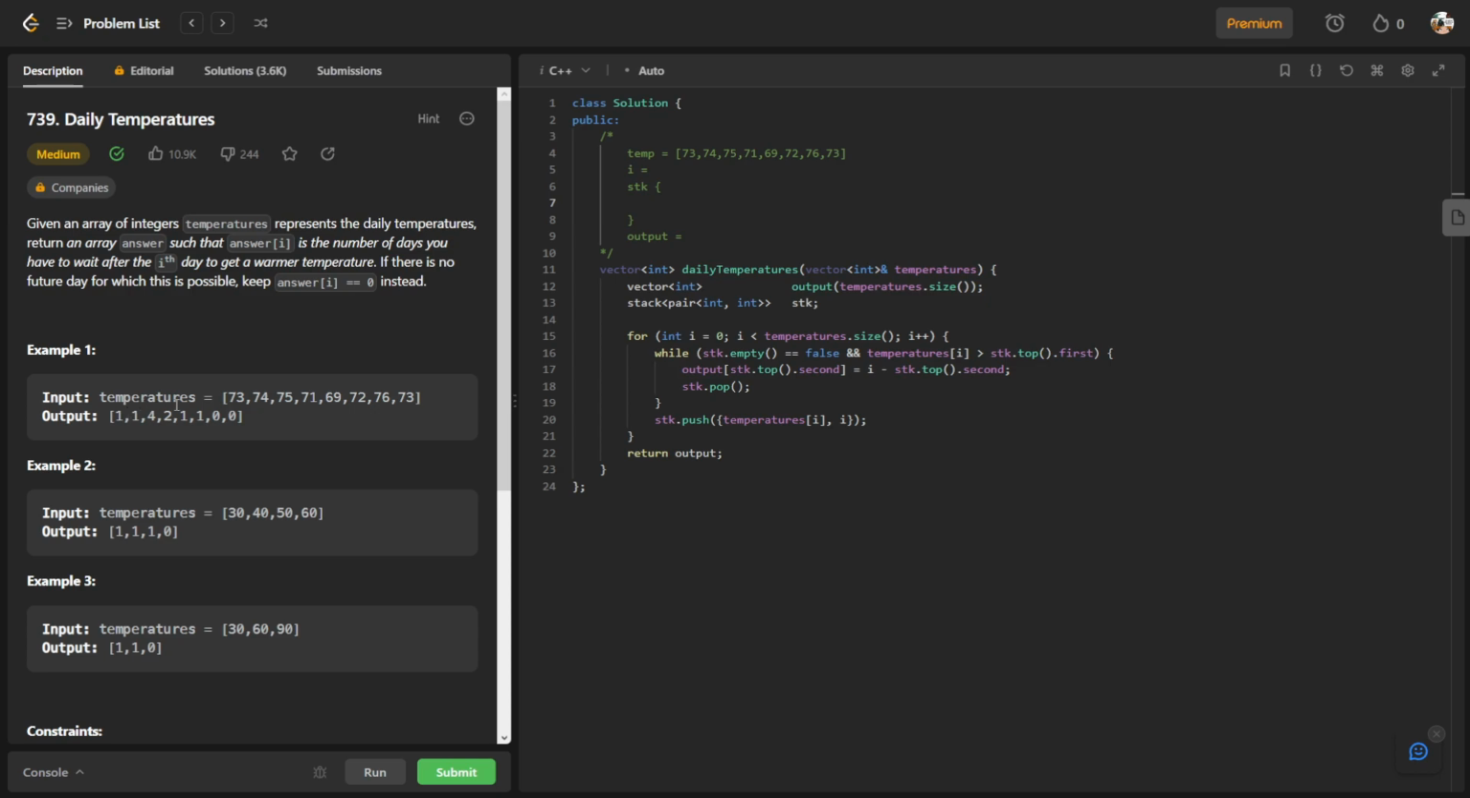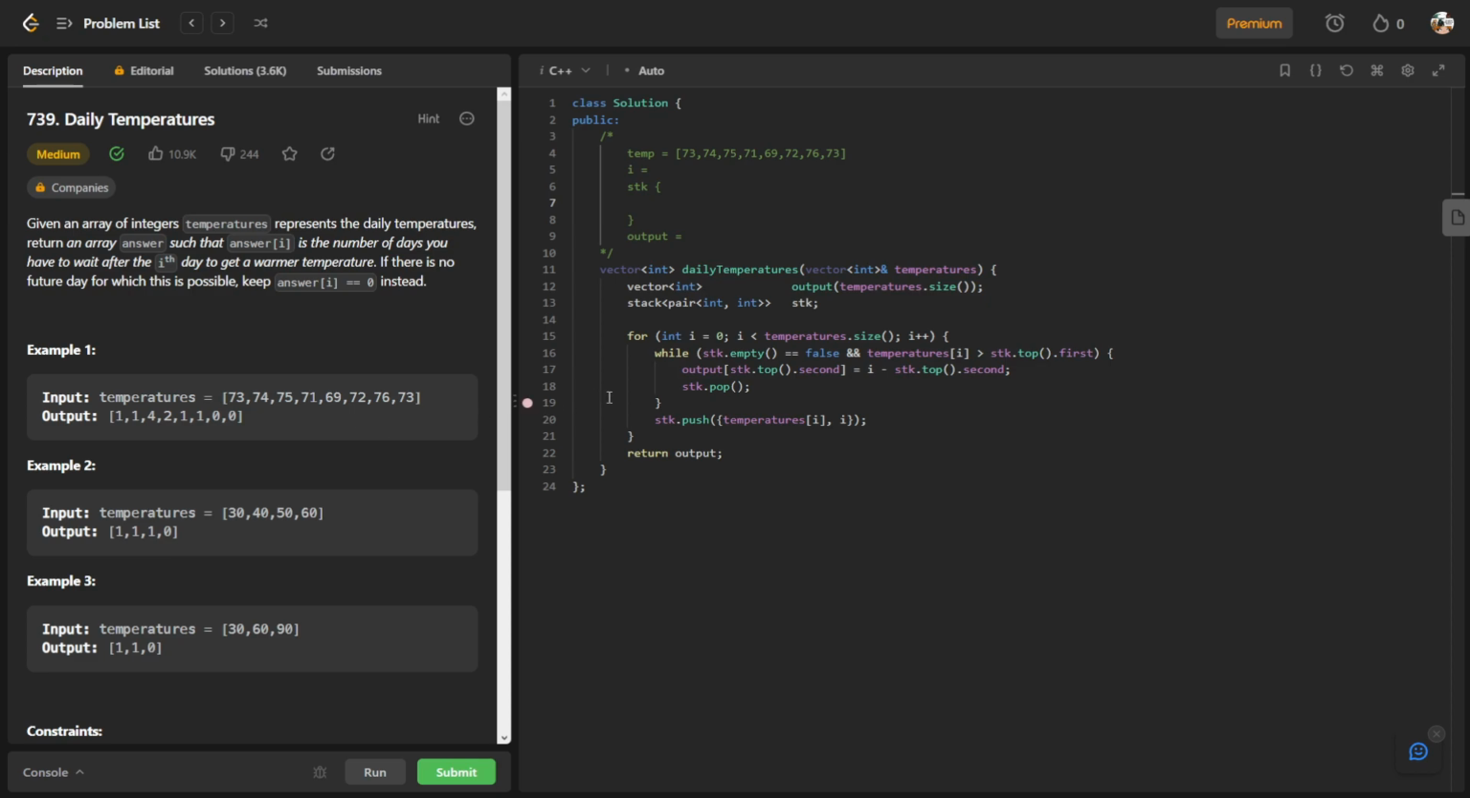Using this as an example, since after 73, 74 is higher than 73, the answer will be index 1 minus index 0, so we get 1. Looking at this position, which has a temperature of 75, the next warmer day is here, at index 6. So 6 minus 2 gives us 4. That is basically what the problem is asking us.